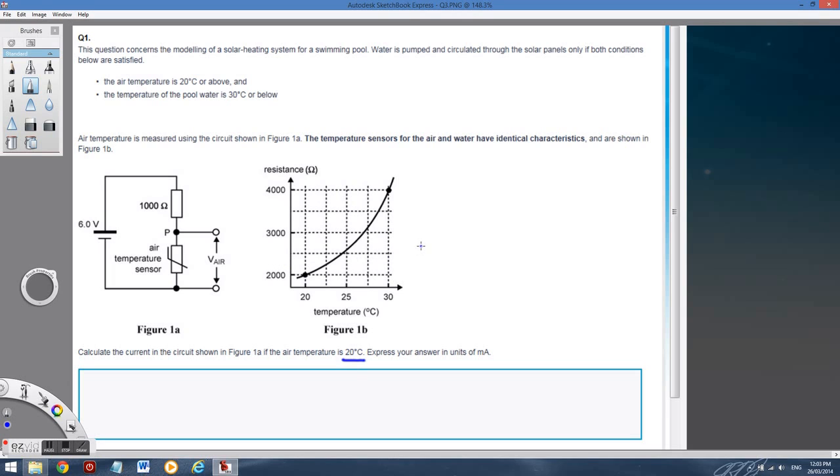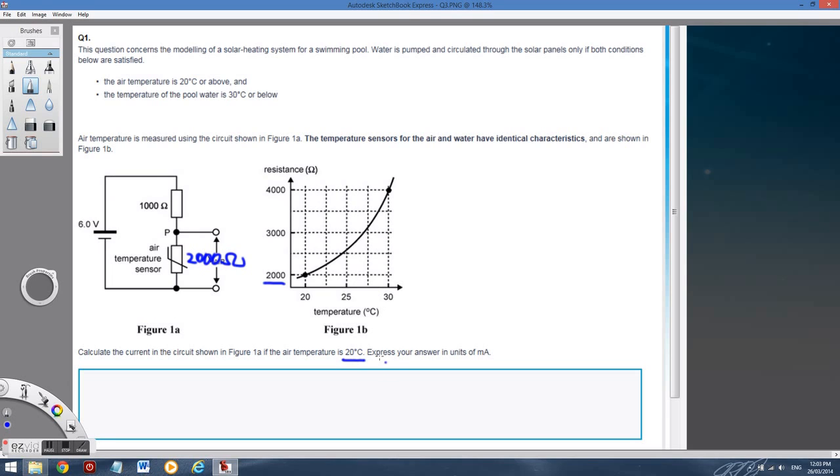So let's have a look. The first thing we need to know is the resistance of the temperature sensor. We know it's 20 degrees, so we read through the graph. The resistance will be 2000 ohms. Now we have the complete circuit.